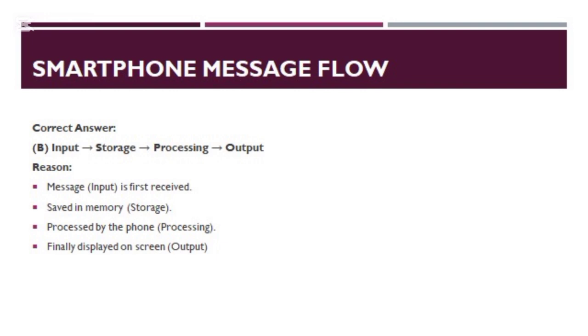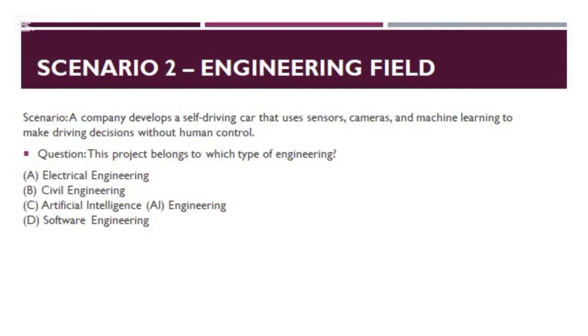Input, storage, processing, output. Why? Because first the phone receives the message. This is the input. Next, the message is saved in the phone memory. This is storage. Then the system processes it so it can be understood. Finally, the message is displayed on the screen. This is output. That's why option B is correct: input, storage, processing, output.